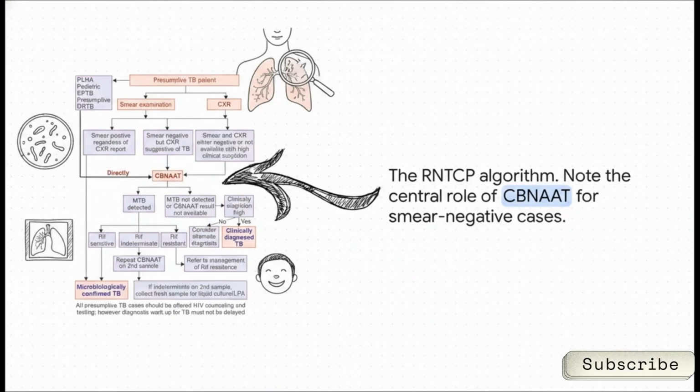Think of this flowchart as your official roadmap for diagnosing TB. You start with your presumptive case, you do a smear, you get a chest x-ray. If that smear is positive, great, you have a confirmed case. But look at where CBNAAT fits in. For any case where the smear is negative, but you're still really suspicious because of the x-ray or the symptoms, you go straight to this molecular test. This is how we find those tricky cases that microscopy just can't catch.